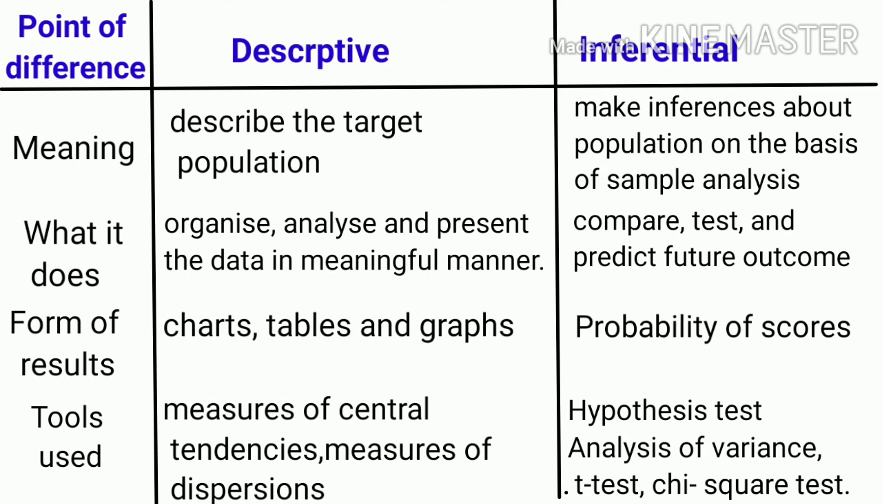Let us try to differentiate descriptive statistics and inferential statistics. In terms of meaning, descriptive statistics are concerned with describing the target population. In descriptive statistics, we study every subject and include the findings of every subject in our analysis. Whereas in inferential statistics we make inferences about the population on the basis of sample analysis and observation.